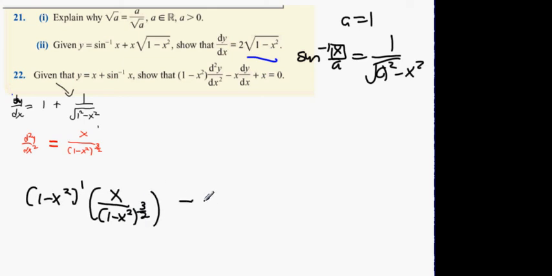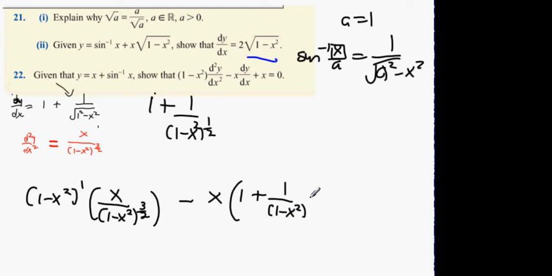Minus x times dy dx, and what's dy dx? 1 plus 1. Now, see this here? That's 1 plus 1 over 1 minus x squared to the power of a half. And then finally, the last part is going to be x at the end equals 0.